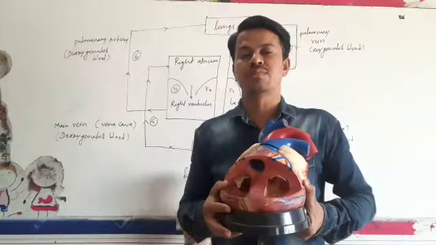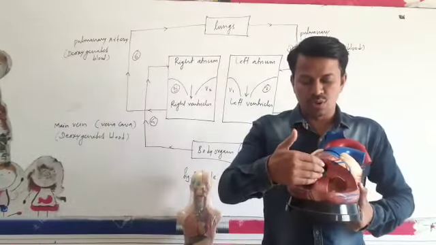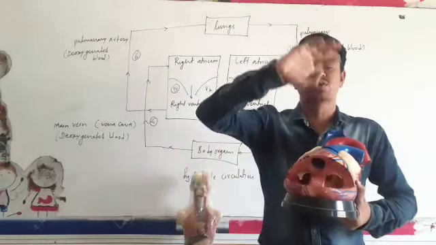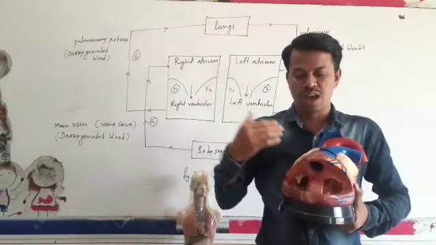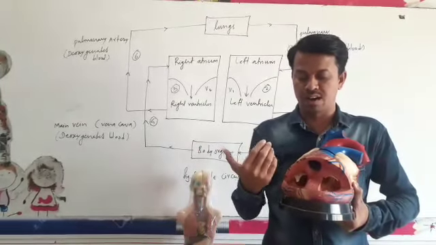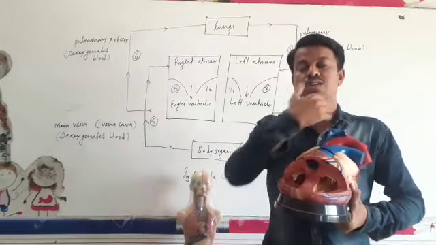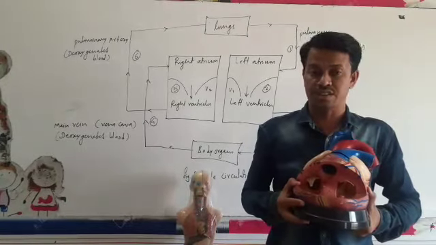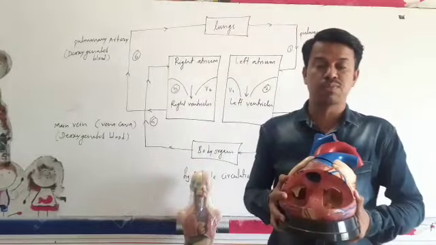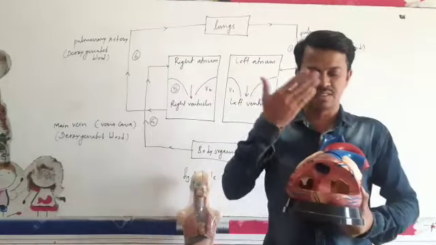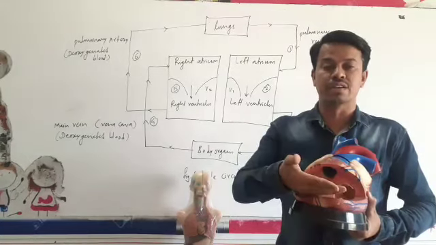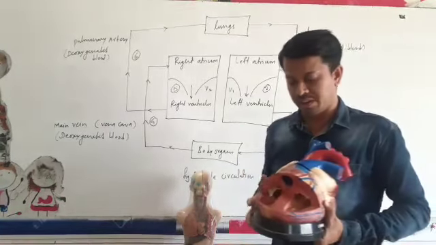Why is it called discharging? Because the left ventricle discharges blood towards the body parts or body organs, and the right ventricle releases blood towards the lungs for oxygenation. So these are the main sections of the heart, divided into four chambers: the auricles or atria, and the ventricles.